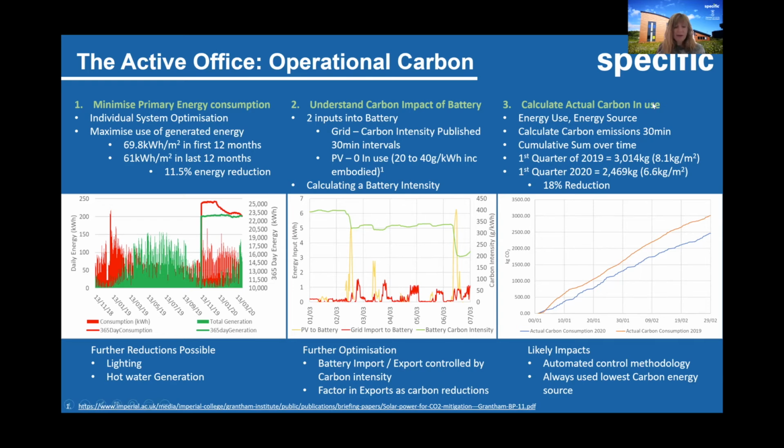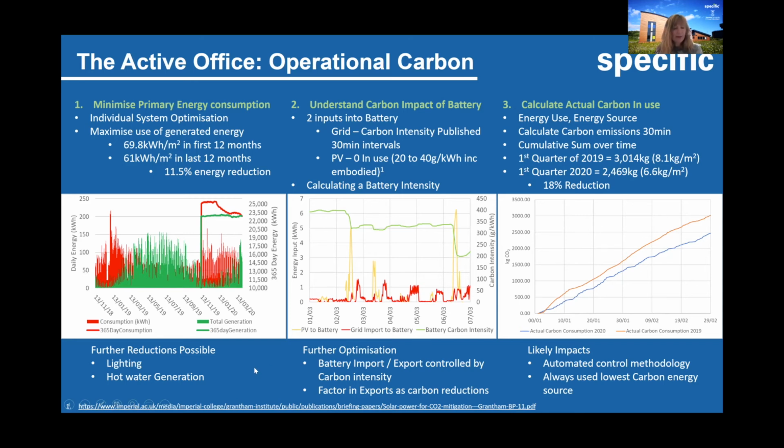To understand the actual carbon intensity in use of the building, we need to look at energy consumption and the source of that energy for each 30-minute interval. The graph on the right here shows a cumulative sum illustrating that currently we have achieved an 18% reduction in carbon emission for the first quarter of 2020, again, prior to lockdown. And we've identified further steps we can take to continue with energy reduction.